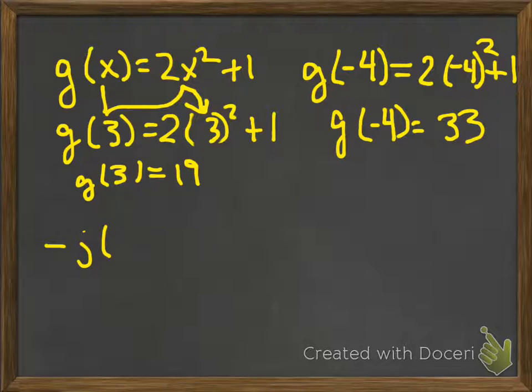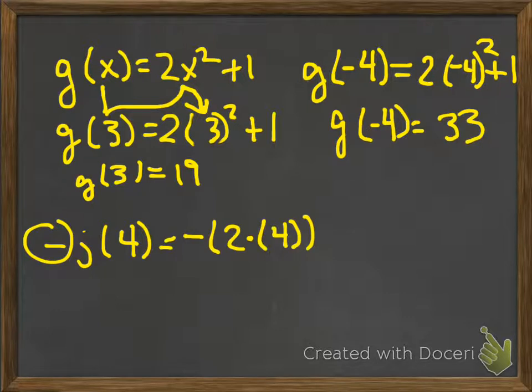Be careful when you have something like negative j of some x. Now this is from the worksheet. j of x was equal to 2x. So I'm saying here that I'm going to put the 4 in place of the x and say 2 times 4, 2 times x. But the negative is going to be on the outside. It's going to be what I do at the end. So I do everything else. 2 times 4 is 8.